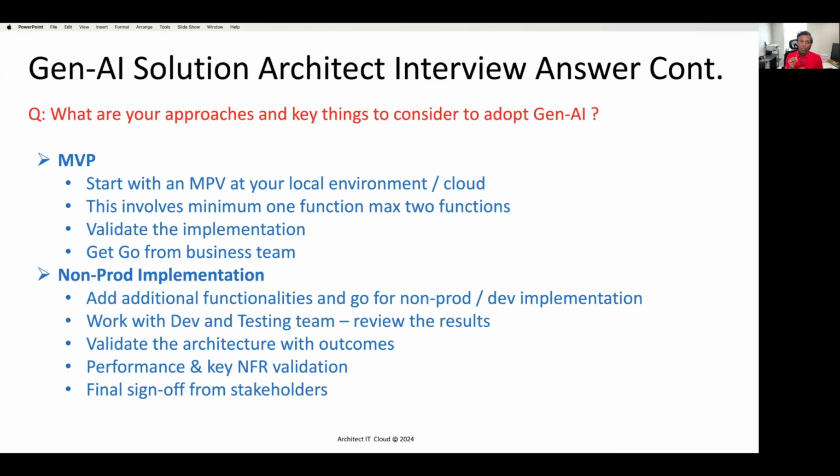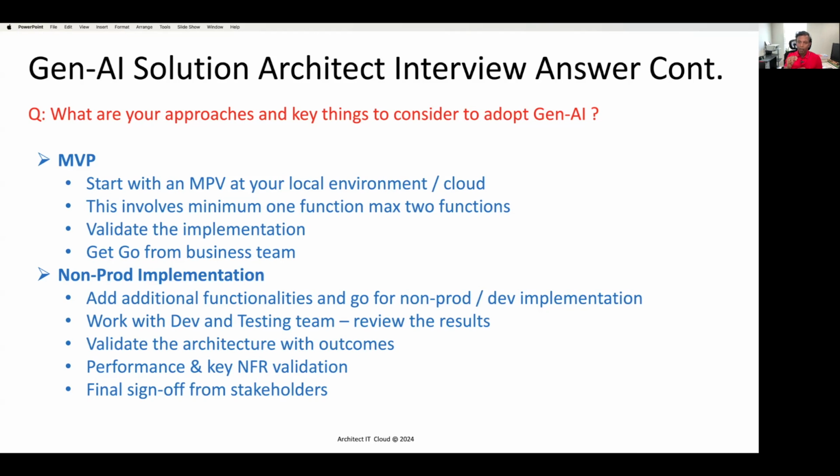And when it comes to a minimum viable product, it must involve a minimum of one function or a maximum of two functions only. Do not pull in all the functions of the business problem or business use case. That will be a mess, because minimum viable products should be minimal, so that you can easily implement and check the feasibility of bringing generative AI to your organization.